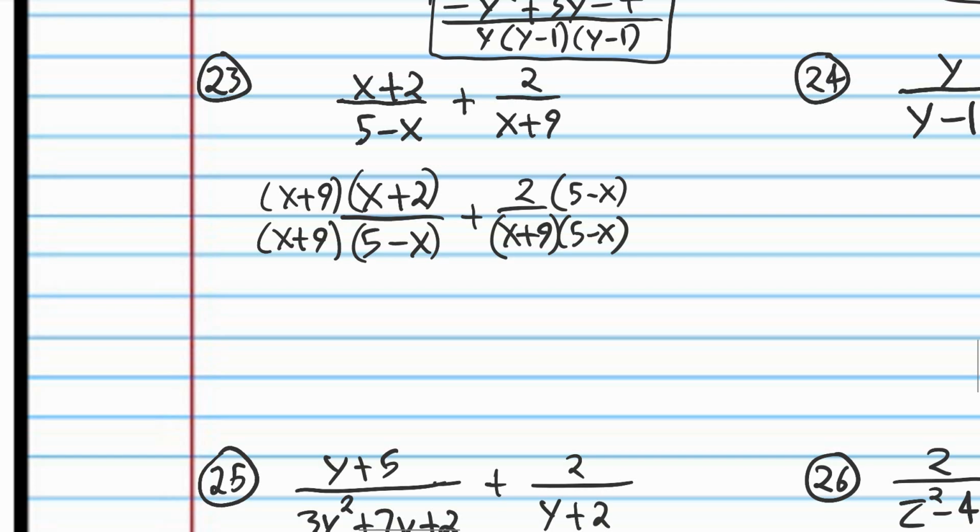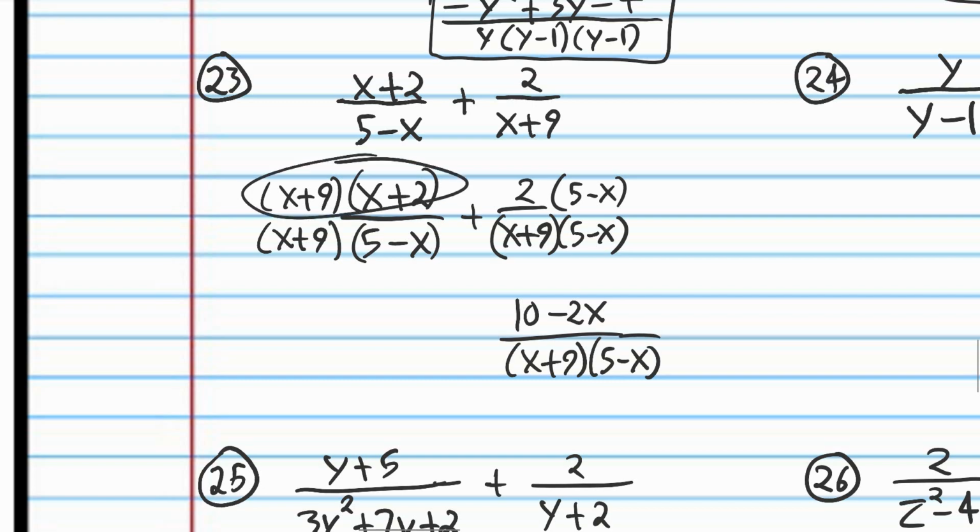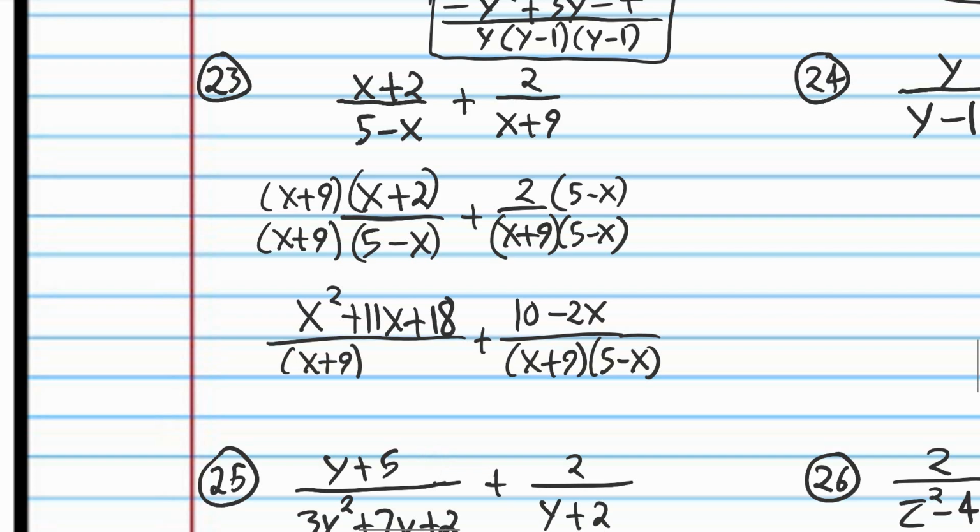All right, let's double check everything there. That looks right. So now, again, we have to use FOIL here, but let's do the easy part first. 2 times 5 minus x. Now we have to FOIL this out. So again, I'm going to add the inner terms in my head. 2x and 9x is 11x. And then we get 18. That's the same expression we got in the previous problem. And then the bottom, of course, we can keep in factored form.